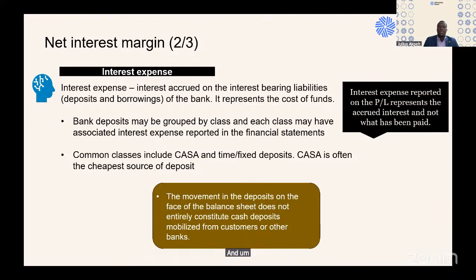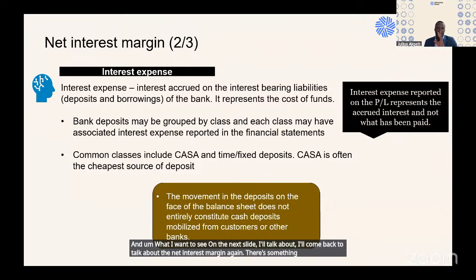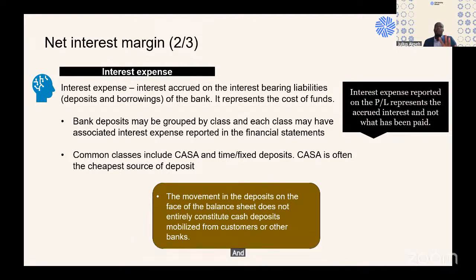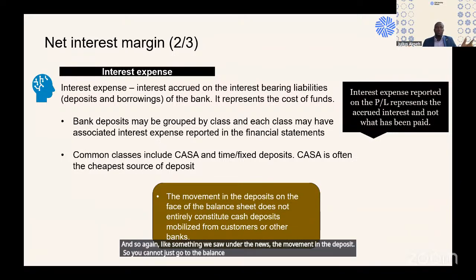What I want to say, maybe on the next slide, I'll come back to talk about the net interest margin again. There's something special I want to talk about there. And so, like something we saw under the loans, the movement in the deposit. You cannot just go to the balance sheet and pick the deposit and say, well, between 2021 and 2022, deposit has increased by 1 million. So that's the actual cash that has come to the bank. That's the actual deposit the bank has mobilized.